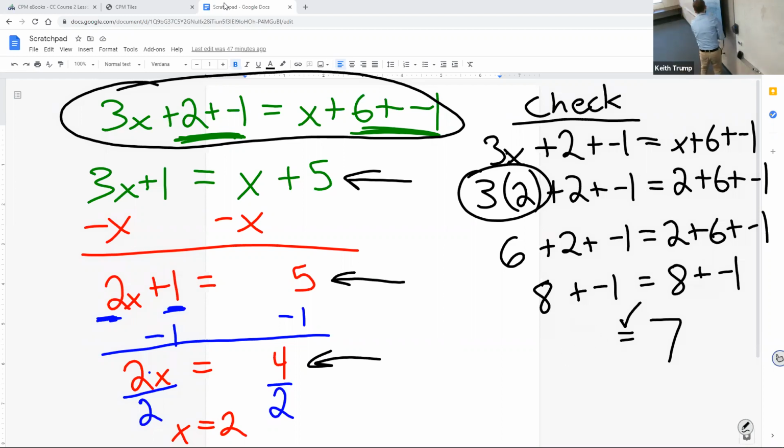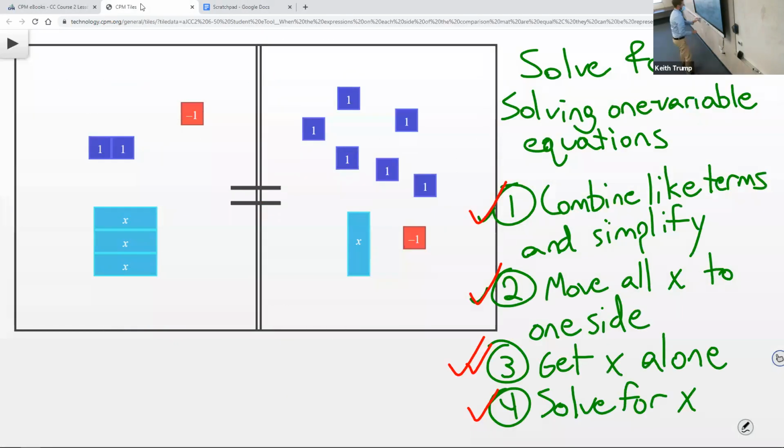If, let's just say, for example, this side was 6 and that side was 7, does 6 equal 7? No, it doesn't. So I must have made a mistake somewhere. But in this case, because 7 equals 7, my answer for x equals 2 must have been correct. So it's a really great idea to do the check step after each problem. I'm going to go ahead and write that here. Check step. Check your work. All right, and those are the most important things you need to know in order to solve for x and solve for one variable equations.